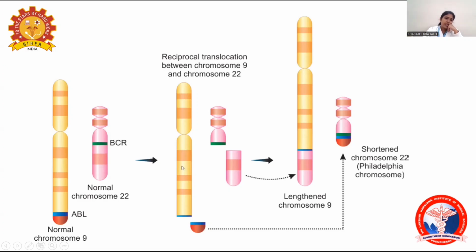Yes or no? Yes. There is chromosome 9 with a gene called ABL. There is chromosome 22 with a gene which is called BCR. There is balanced reciprocal translocation between chromosome 9 and chromosome 22. So the ABL part goes to chromosome 22 and there is a cut here and this chromosome comes and attaches to chromosome 9, as a result of which there is lengthened chromosome 9 and shortened chromosome 22. This shortened chromosome 22 with ABL BCR fusion area is called the Philadelphia chromosome.